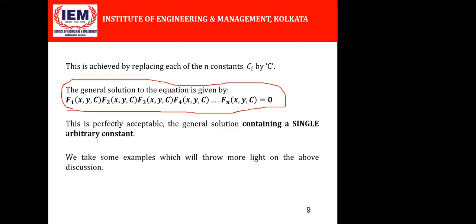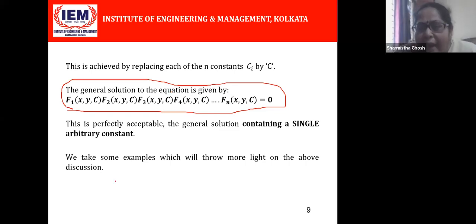Yes, ma'am. Ma'am, can you please repeat the constant part? Ci. How can we write Ci by C? See, we will be taking each constant as same. Like the first equation is giving me a constant C1. Second equation is giving us a constant C2. But we will consider that all these constants are having the same value. That all this C1, C2, Cn, all we will take as C only.